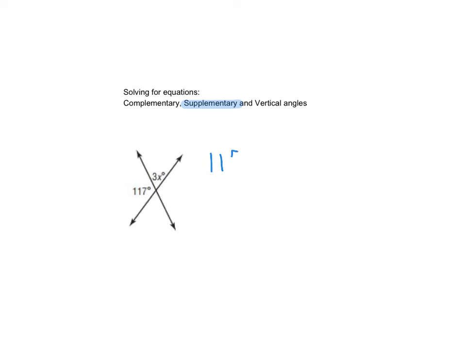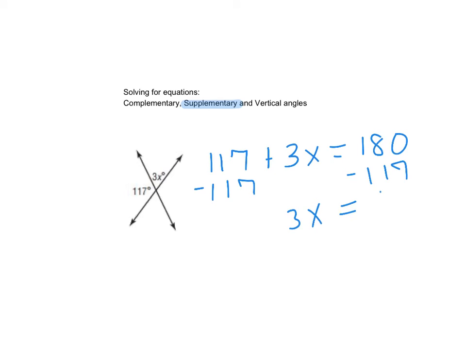So 117 degrees plus 3x is equal to 180. I can subtract 117 from both sides, divide by 3 on both sides of the equal sign, and x is equal to 21.